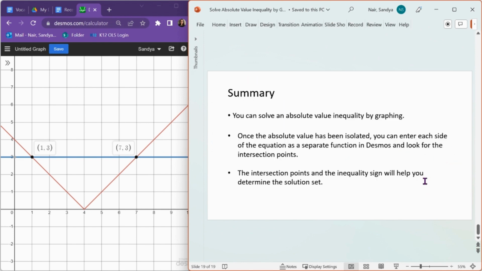So remember, you can solve an absolute value inequality by graphing. Once the absolute value has been isolated, you can enter each side of the inequality as a separate function in Desmos and look for the intersection points. The intersection points and the inequality sign will help you determine the solution set.